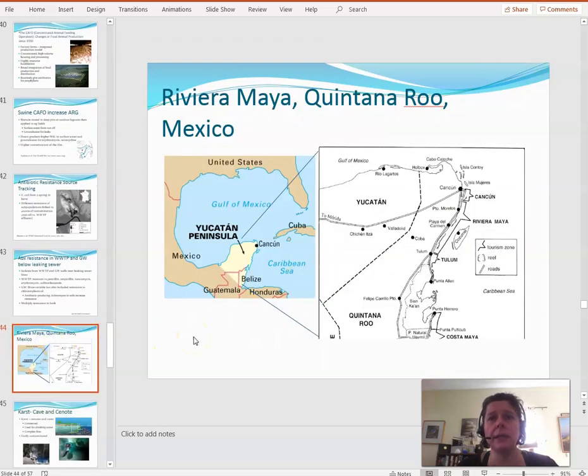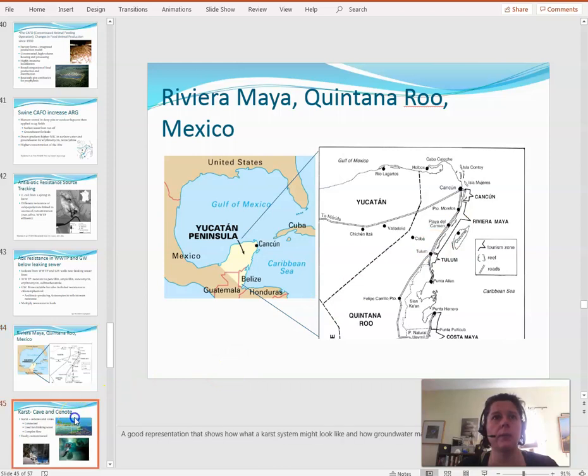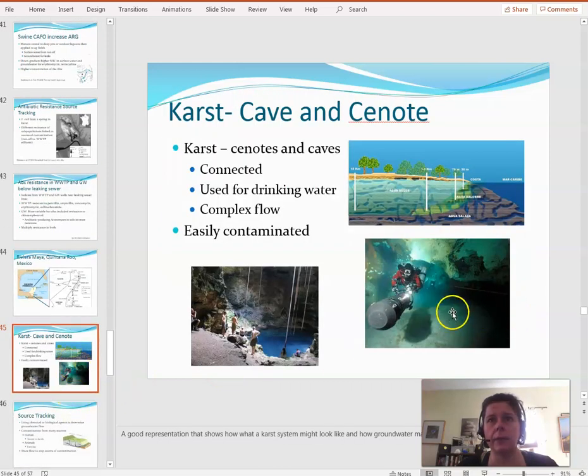This is just a study I did down in Mexico. So here's Cancun, here's Tulum. This is called the Riviera Maya. This is the area between Cancun and Tulum. This is really where the tourist zones are. And what we were doing was looking at caves and cave systems in the area, and karst.